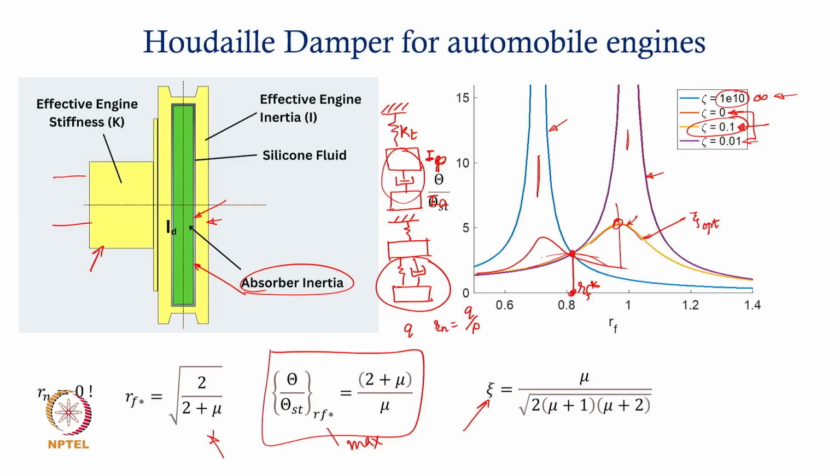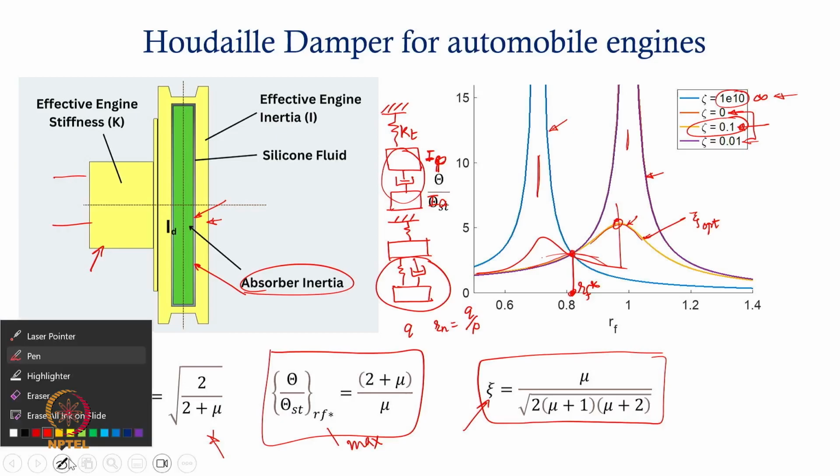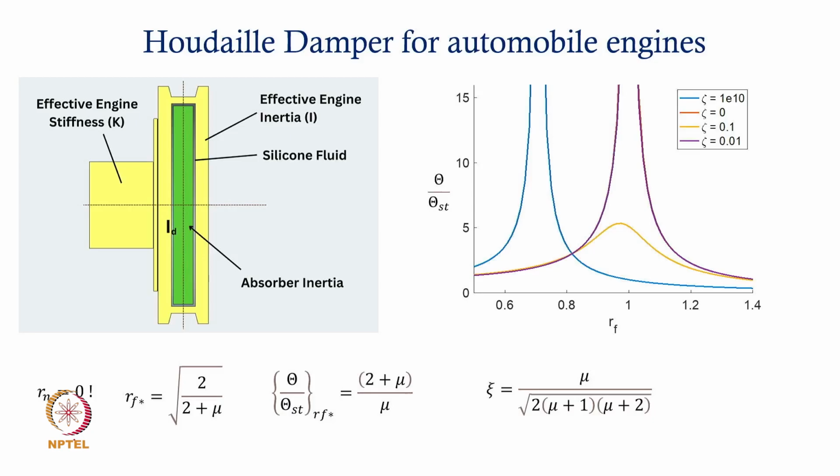So to avoid this, you choose an optimum damping given by this expression, which can be obtained by taking a derivative of the response and then setting that to 0 for RF equal to RF star. This is all what we have discussed. So this is the way the design of a Houde damper for automotive engines can be made. These are all the relevant expressions related to this damper, very commonly used and very effective to contain large torsional oscillations.